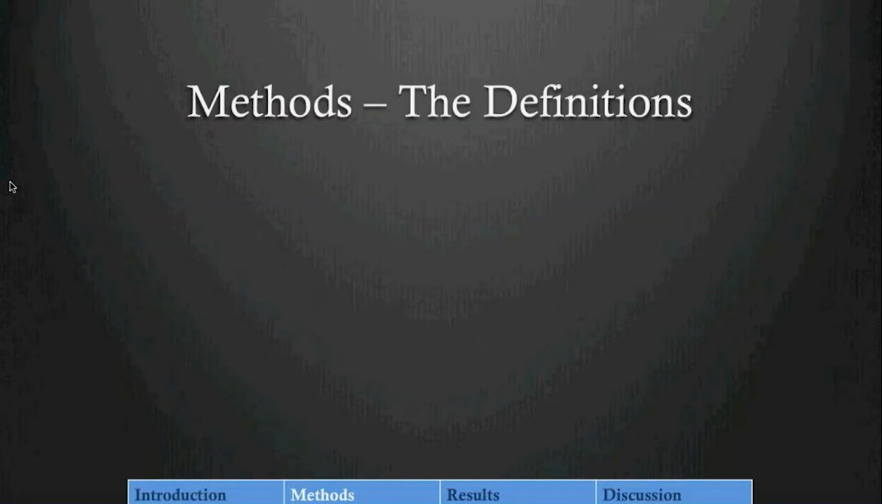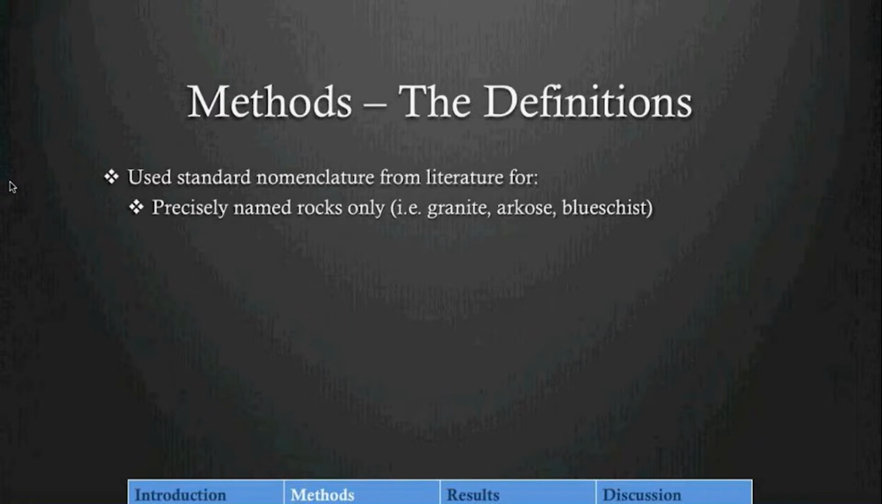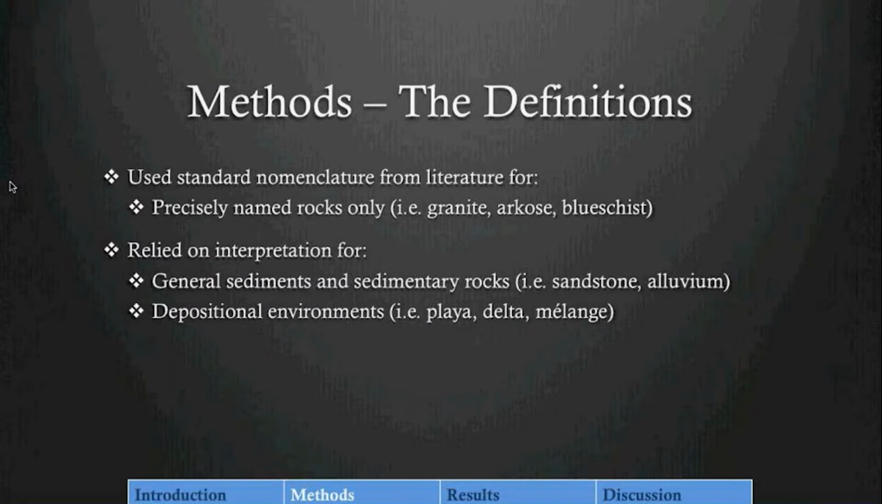So how do we define these units? Well, for the precisely named rock types, your standard igneous rocks, metamorphic rocks, and sedimentary rocks like granite and arkose and blue schist, we just use standard nomenclature from literature. There are, however, other field mapping units on the geologic map that are general sediments and sedimentary rocks, so alluvium and sandstone, and depositional environments, so playa, delta, melange. These things we have to rely on a level of interpretation to determine the rock types that would actually develop in those depositional environments.